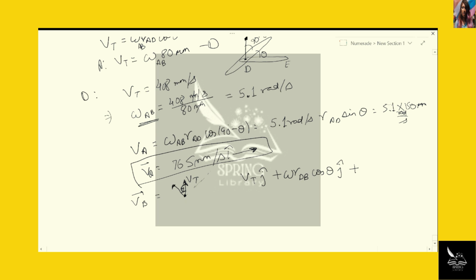Let me just write it cleanly. Omega r dB here. This vector gets broken into up and left. Left is going to be negative, so this is minus omega r dB sine theta I. So again, what is r dB sine theta and r dB cos theta?